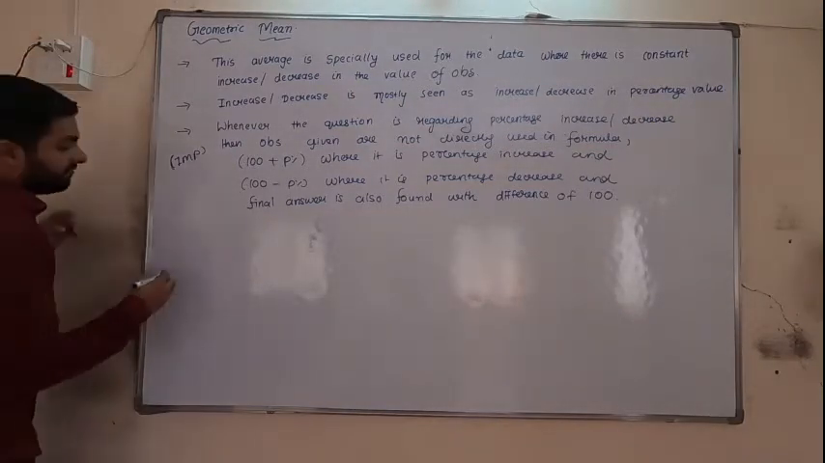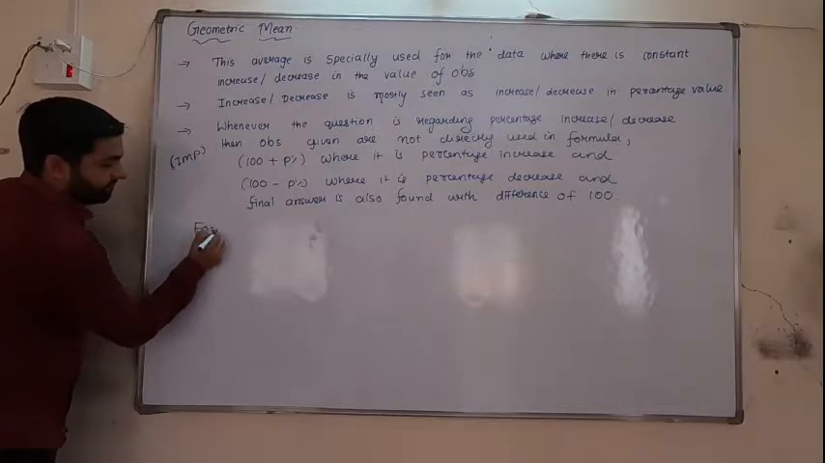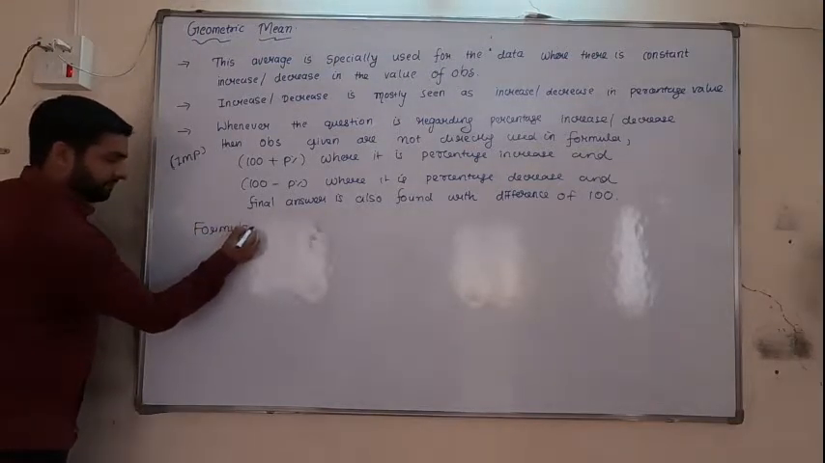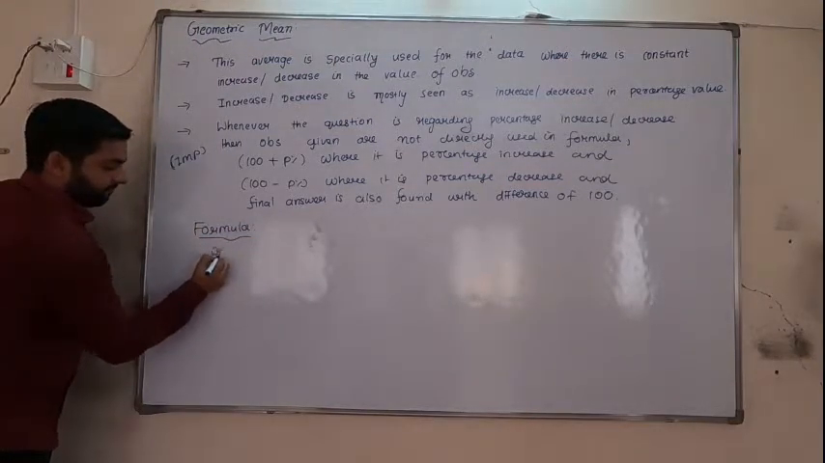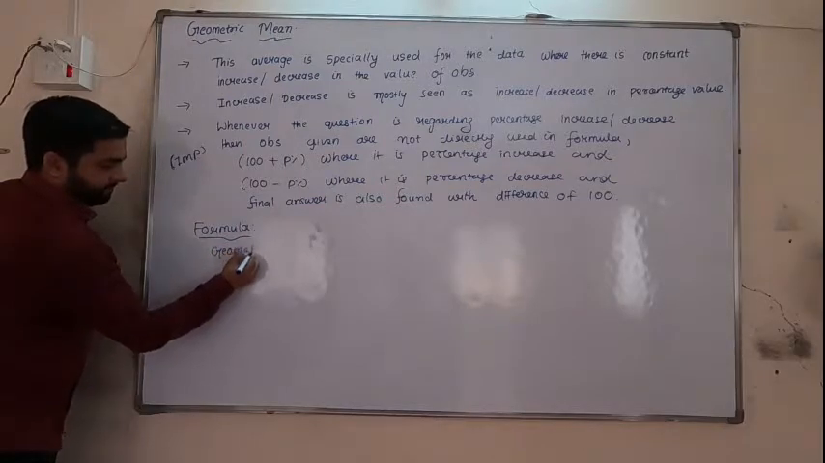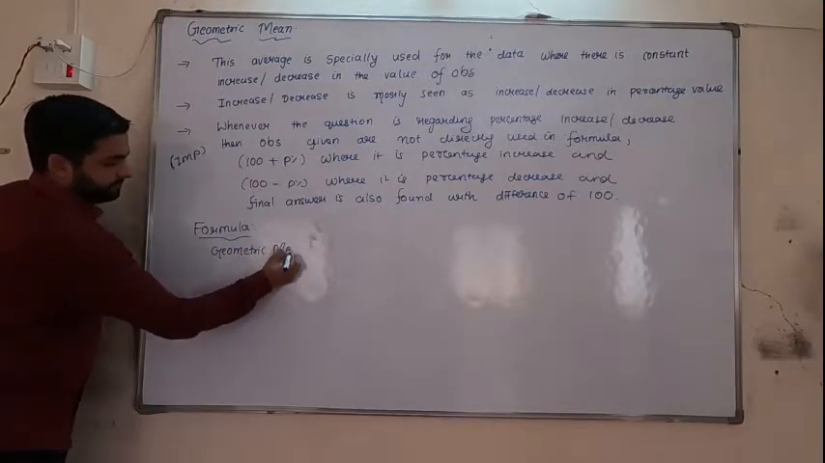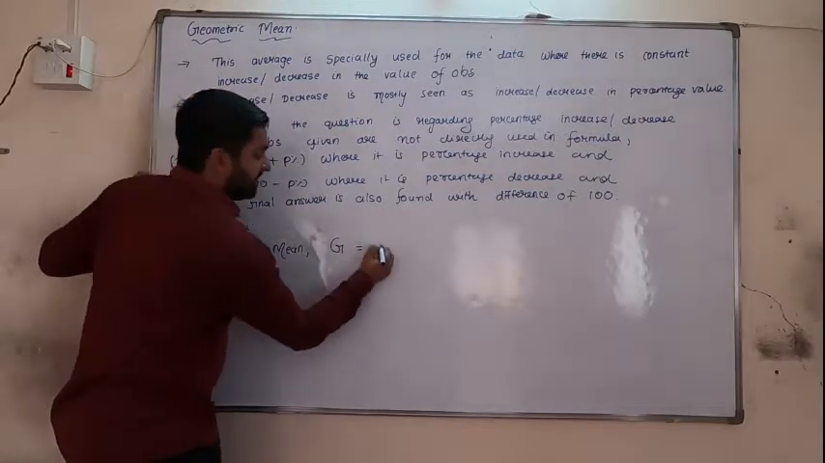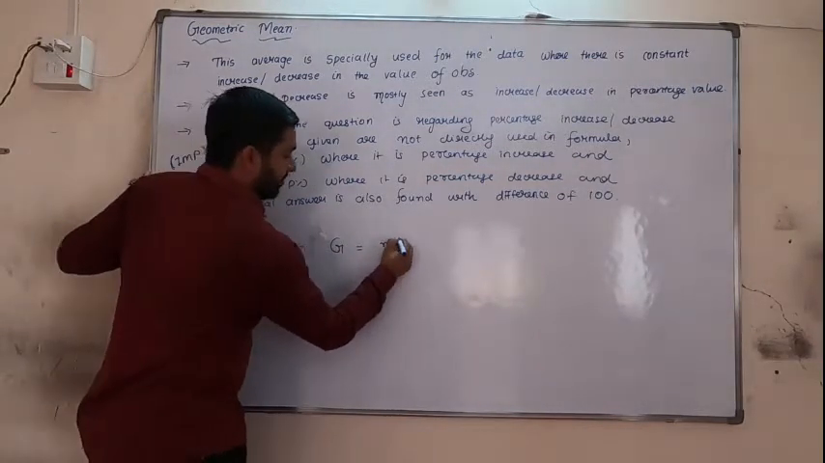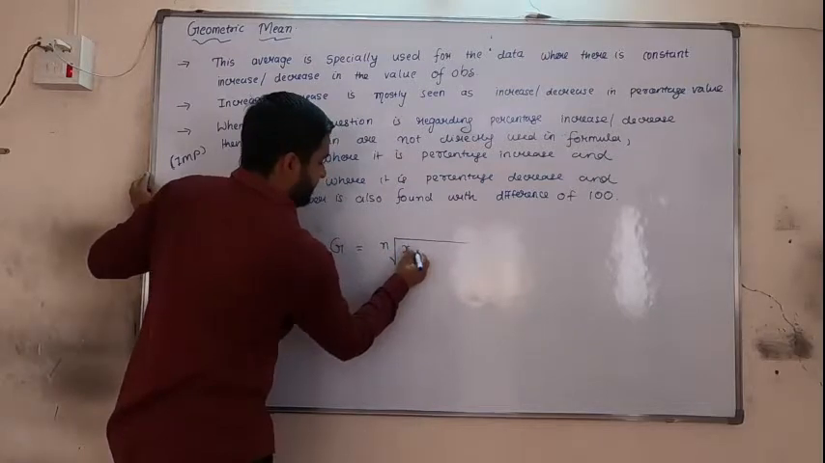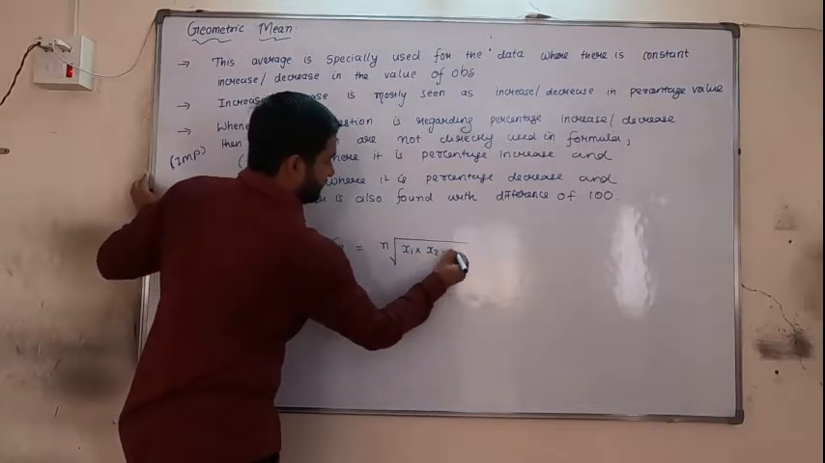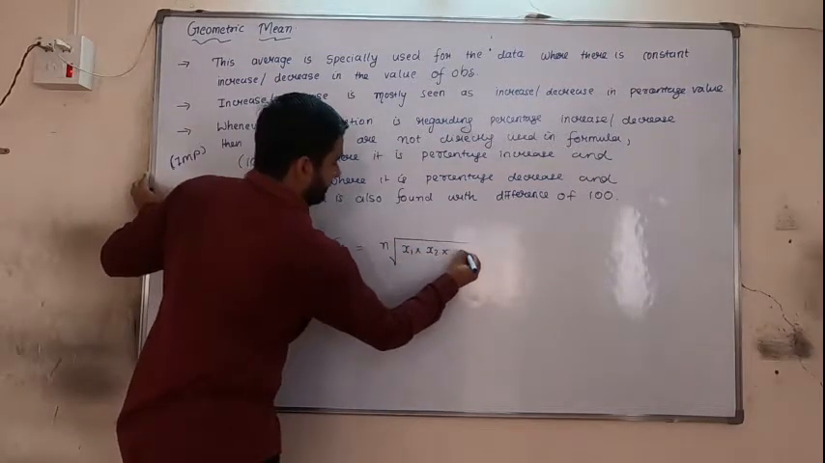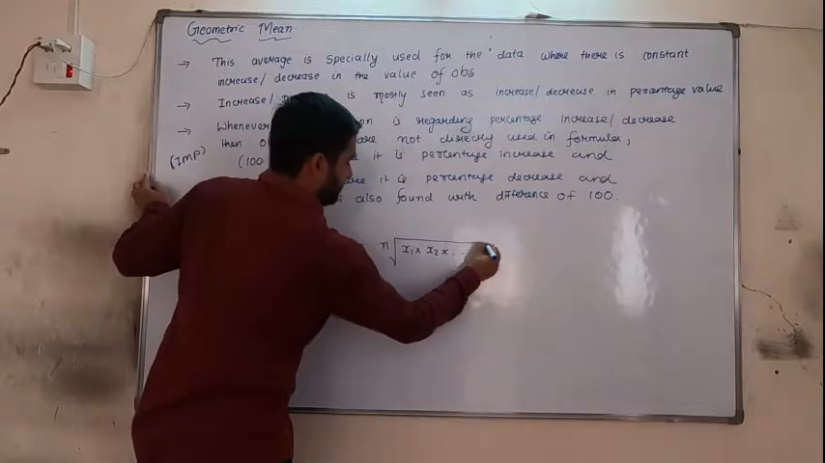Okay friends, now the formula. Geometric mean is denoted by G. G is equal to the nth root of x1 multiplied by x2 multiplied by dot dot xn.